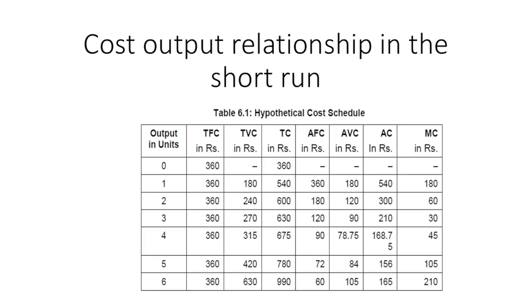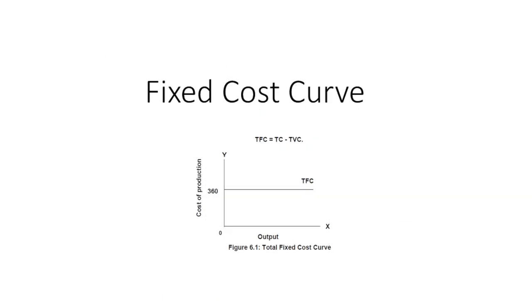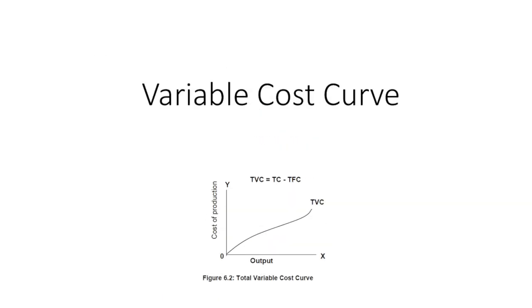Now I can show you the graph of variable cost. This is the variable cost curve. It starts from zero. When the level of output is zero, then the cost is zero. Then it starts increasing, and in the initial period the variable cost is increasing at a faster rate, but later on it increases in a small proportion.